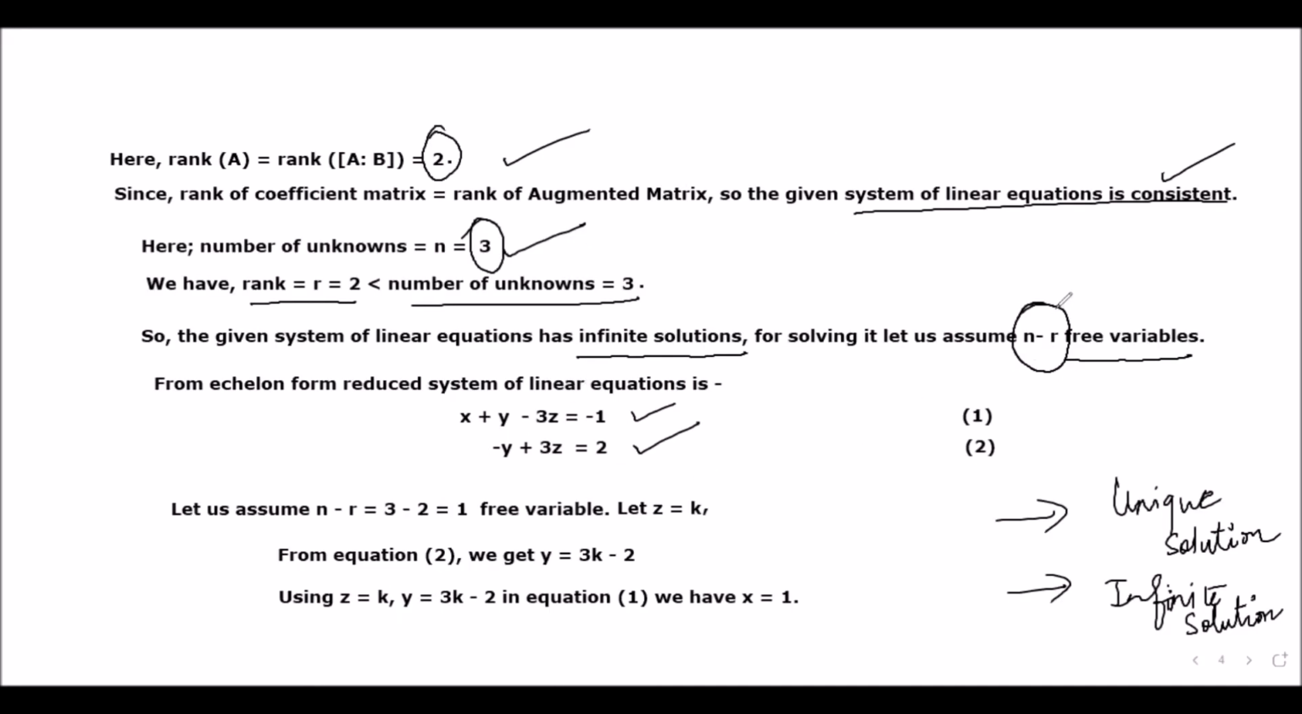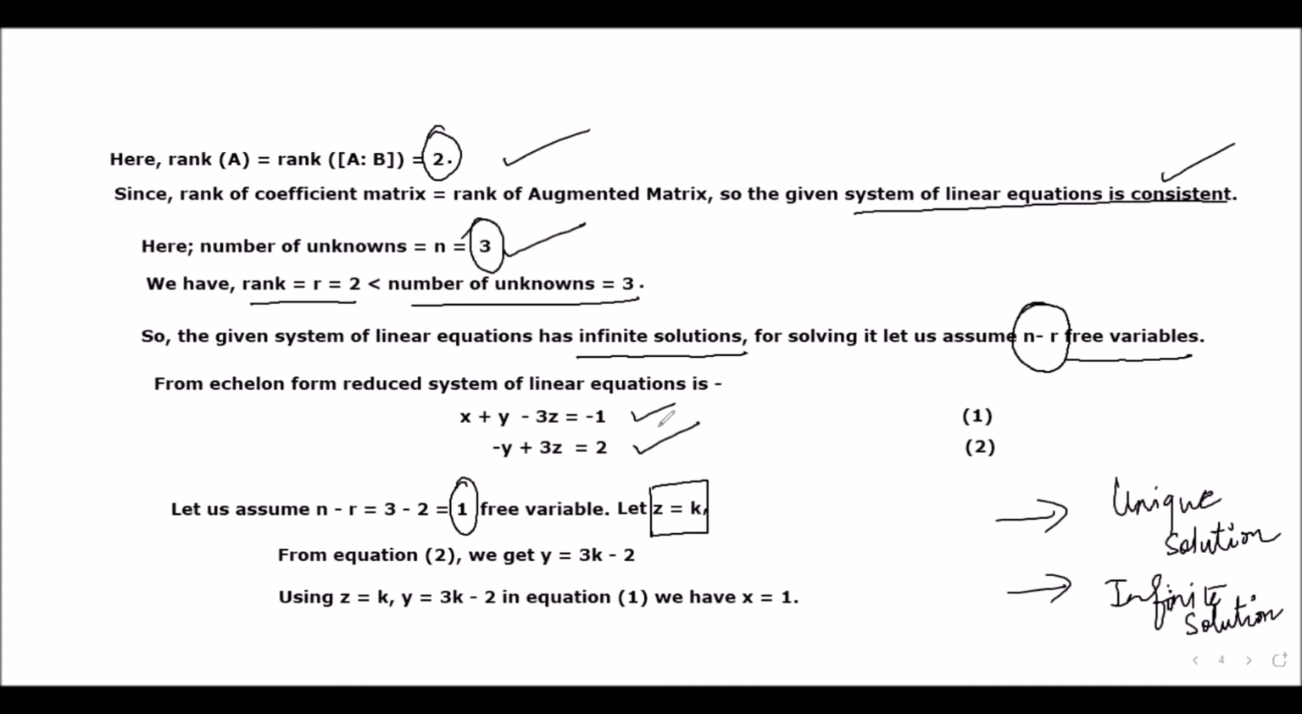Now, let us assume free variables. n minus r, where n is 3, the number of unknowns, and r, the rank, is 2. This difference is 1. So we assume one free variable, and the variable we have assumed here is z equal to some k. k can be any real number. z is free to take any value. It is a free variable.